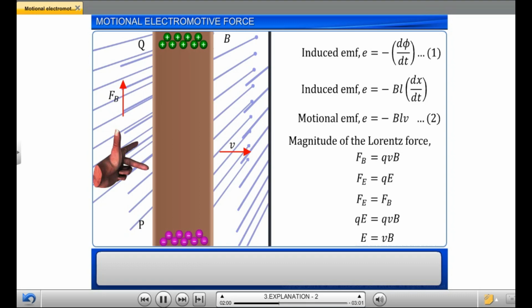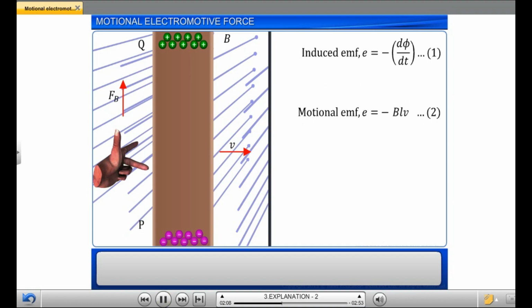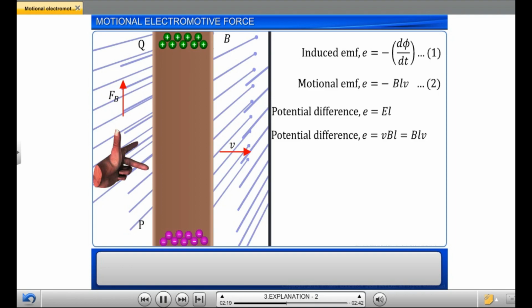Due to the charge buildup, a potential difference is developed across PQ, which is the induced EMF E. We know that the potential difference E is equal to electric field E into L. Substituting the value for the electric field strength E equal to VB, we get induced EMF E equal to BLV. Since Lenz's law is obeyed here also, we can write this induced EMF as E equal to minus BLV. This induced EMF E is the motional EMF.